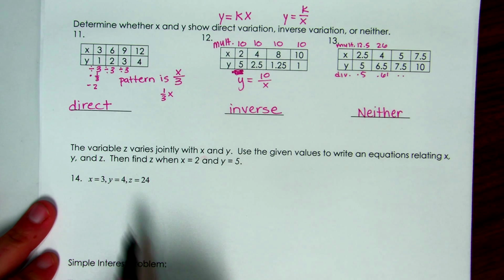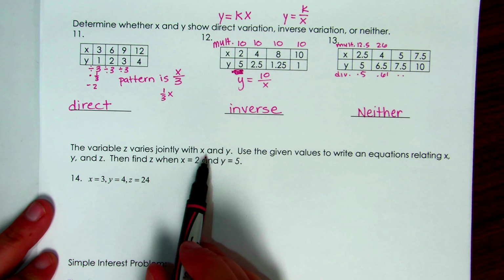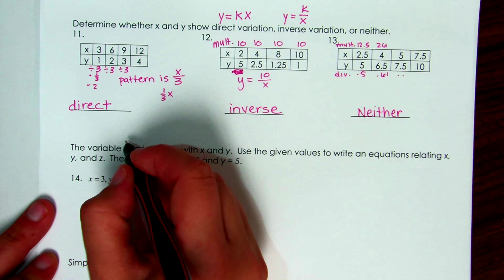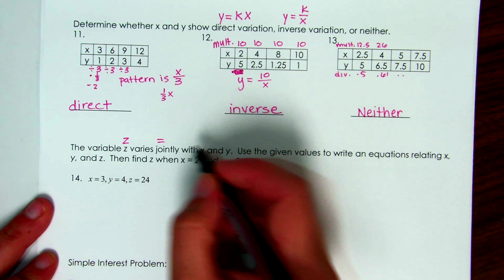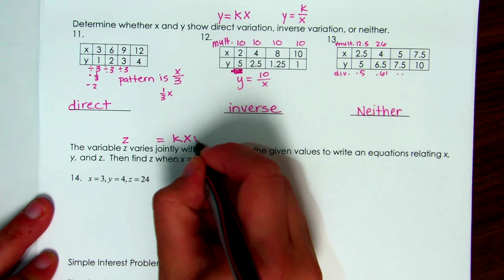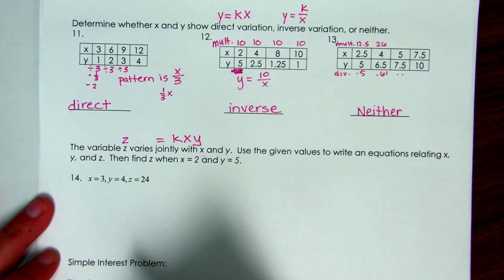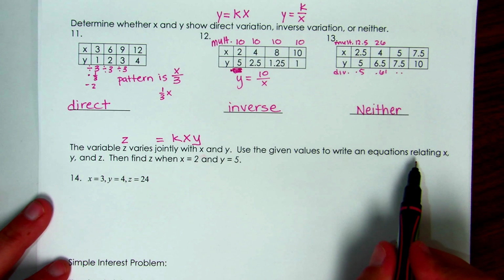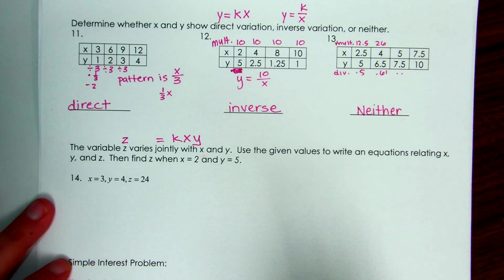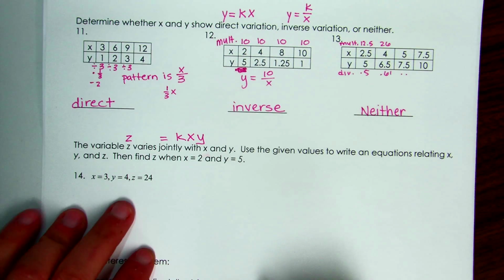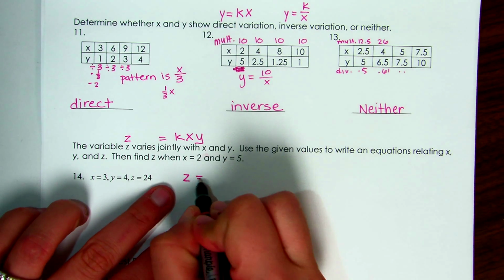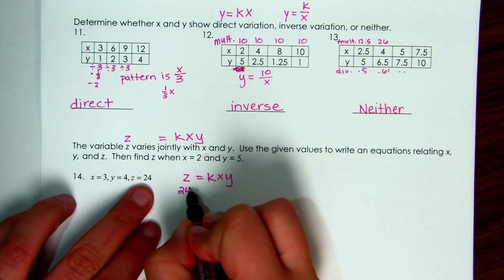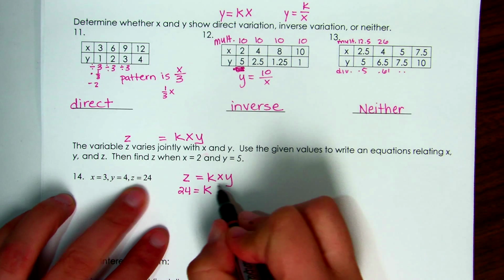Number 14, the variable z varies jointly with x and y. So it's z equals... Use the given values to write an equation relating x, y, and z. Then find z when x equals 2 and y equals 5. So I'm going to plug into z equals kxy. z is 24. k is what I'm looking for.